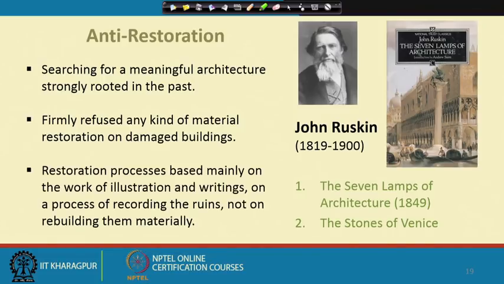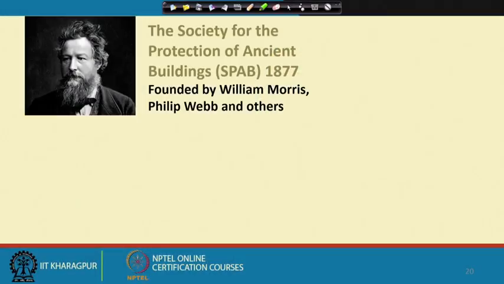Restoration in his case was mainly based on illustration and writing, a process of recording the ruins. The ruins were kept as they were, not completing the picture, not rebuilding their materiality. This is the basic difference in approach between the French, or Viollet-le-Duc's, approach to restoration and Ruskin's approach, but both are under this romanticism, or looking back to history as a part of romantic architecture.